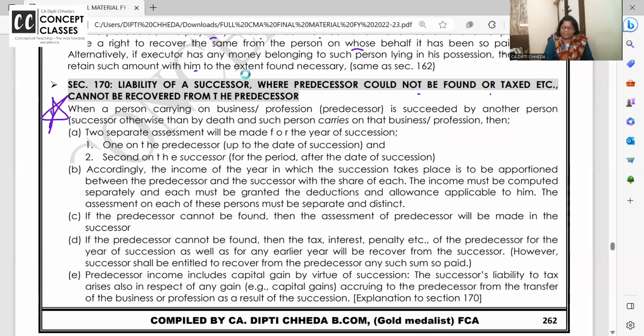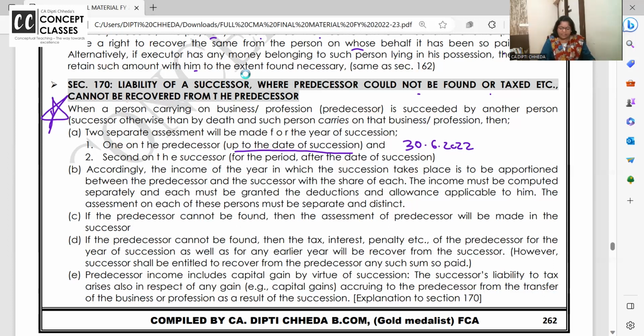Liability of successor where predecessor cannot be found or tax cannot be recovered from the predecessor. Where a person carrying on business is succeeded by another person, otherwise than by death, and such person carries on the business, then two separate assessments will be made. One on the predecessor up to the date of succession. Say I gave you my firm on 30 June. You have taken over my firm from 30 June. So till 30 June, whatever is the income, I have to pay tax. Second, on the successor for the period after the date.